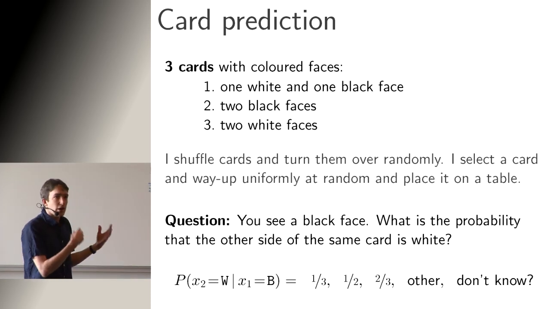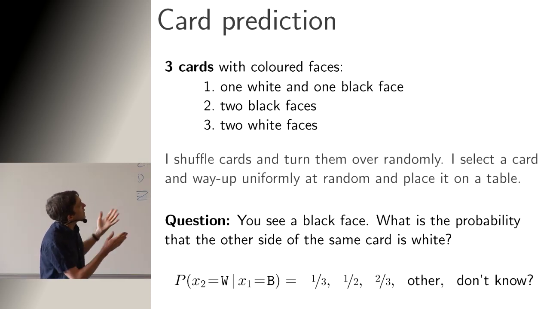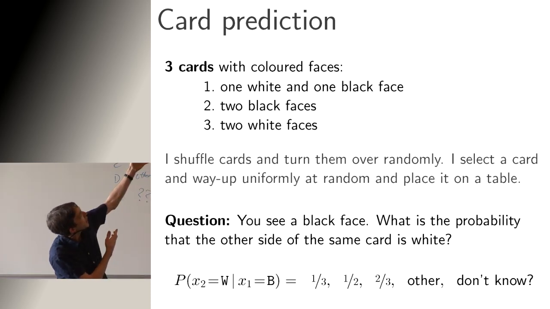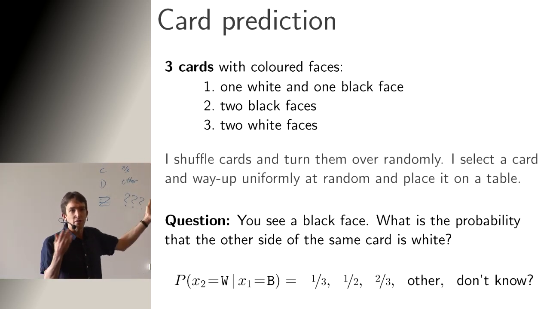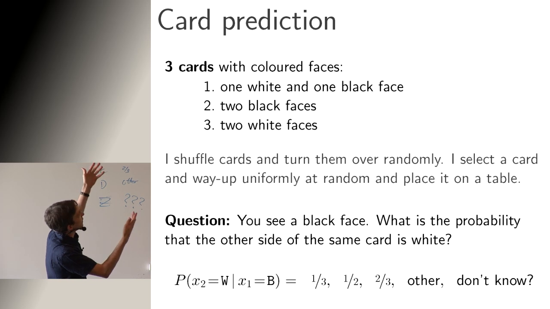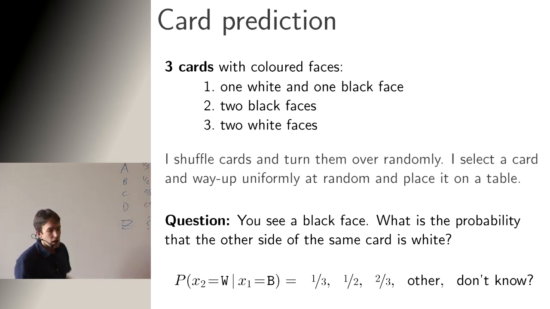And we could argue about intuitive explanations all day. So for example, there are these 3 cards. But we've seen a black face, so we know it's not card number 3. So it's one of the first 2 cards, so it's 50-50. And if it's the first card, then we'll get a white side. And that intuitive argument might lead you to this answer.